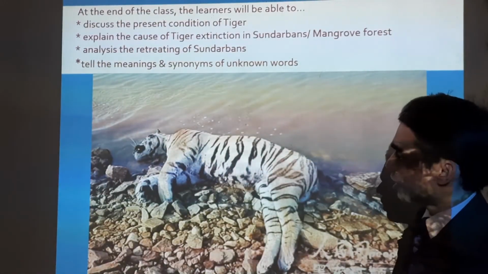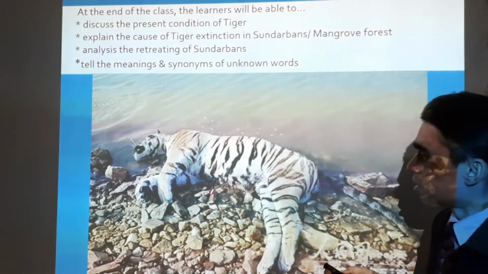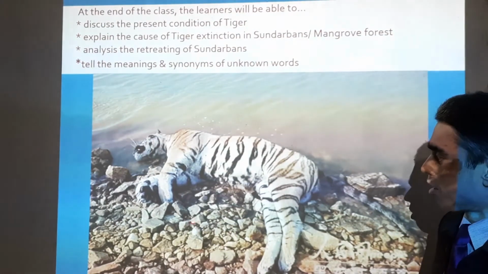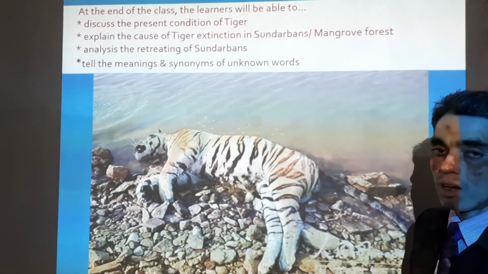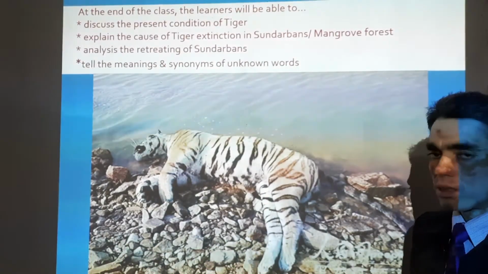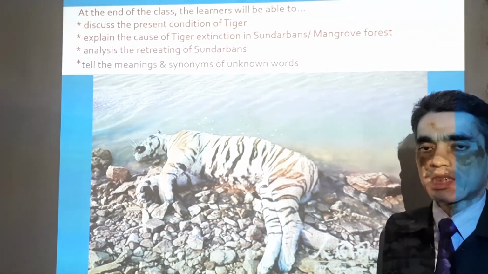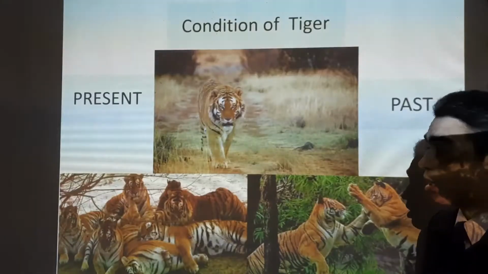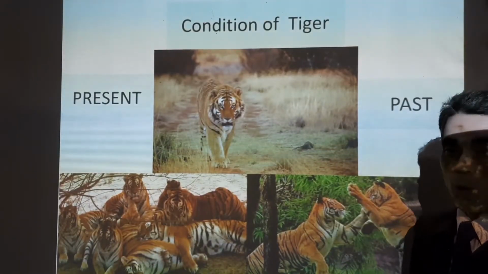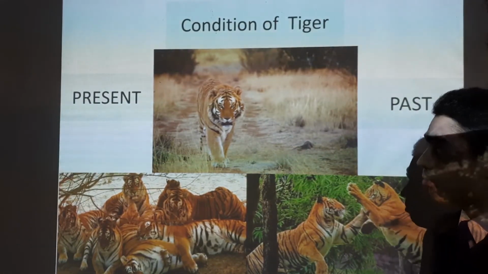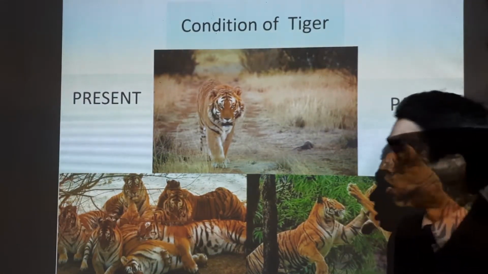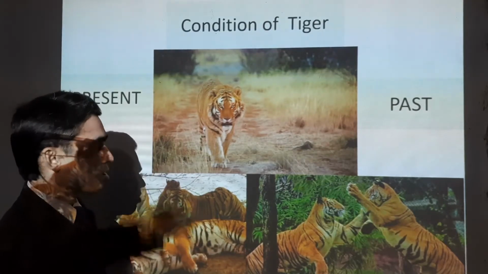Let's see the picture once again. Here the scenery is different. We see a dead tiger on the bank of the sea or river. That is exactly, this is a dead tiger. So let's go to the next slide. We can see the condition of the Royal Bengal tigers. That means the slide indicates the past condition and the present condition.